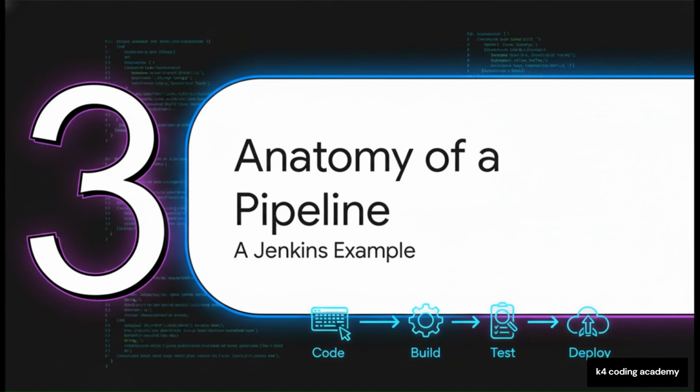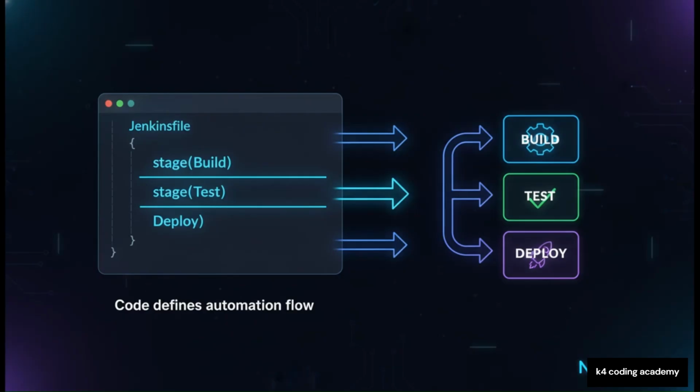Okay, enough theory, let's make this real. We're going to break down a simple, classic CI pipeline using a Jenkins example, just to see how all these pieces really fit together. This right here is what pipeline as code looks like in a file called a Jenkinsfile. Now, don't worry about memorizing the syntax, just look at the structure. You can see we've defined clear stages: first build, then test, and finally deploy. It's a simple, readable blueprint for our automation.